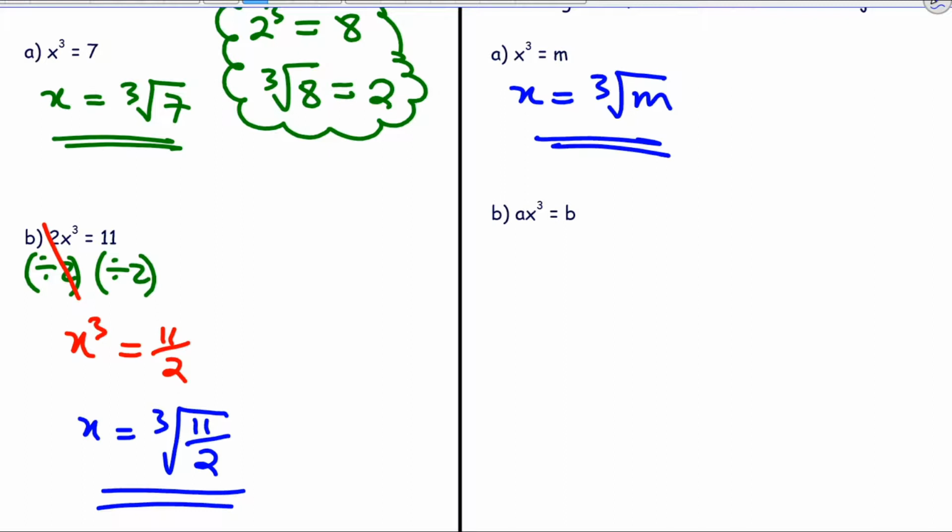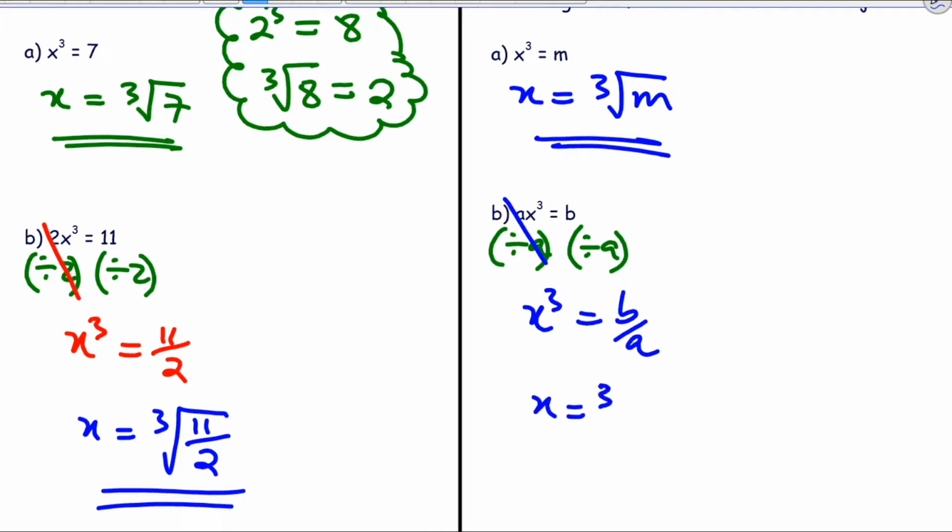On the right hand side, again, you start by dividing by a. So what we shall end up with is, by the way, a divided by a is 1. So x cubed is equal to b over a. So x will be equal to the cube root of b over a.